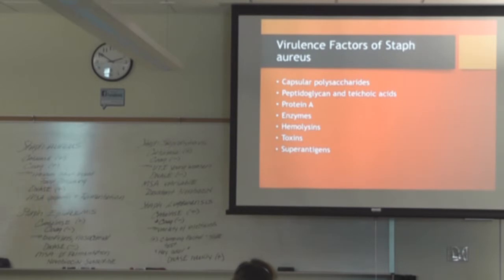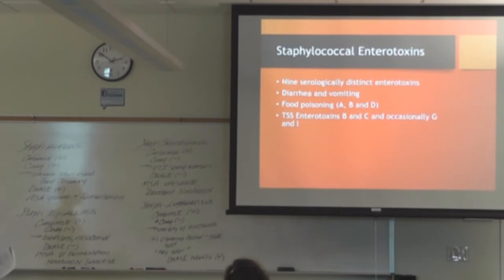So the peptidoglycan and teichoic acid, that's one for the gram-positives. Protein A is a big one for Staph aureus, and remember that one. Then you have the hemolysins, and then you have superantigens for Staph aureus. But that's kind of your collective list of virulence factors.